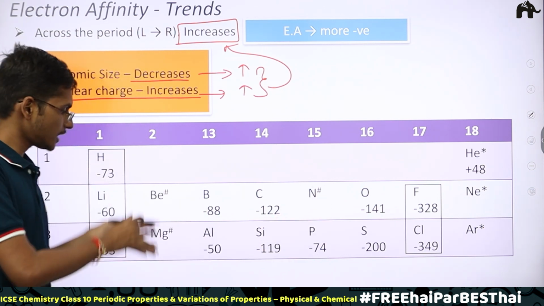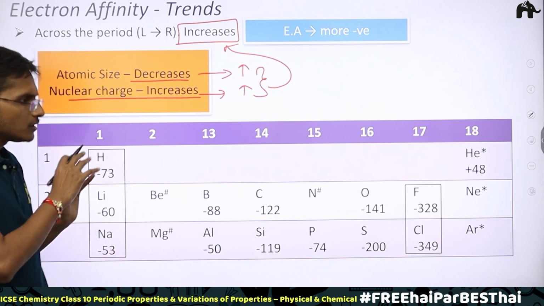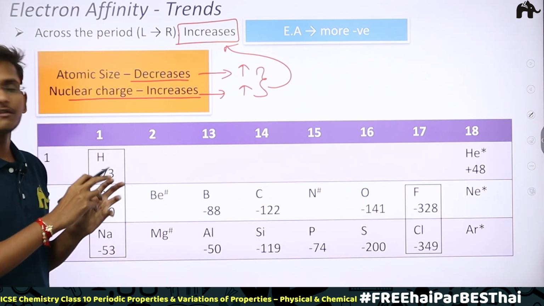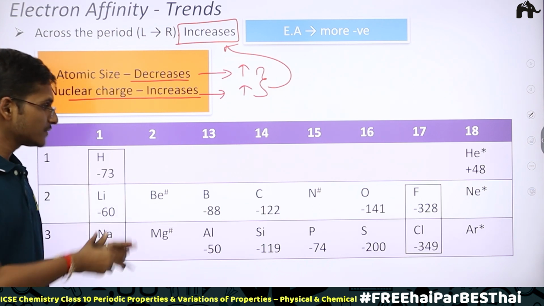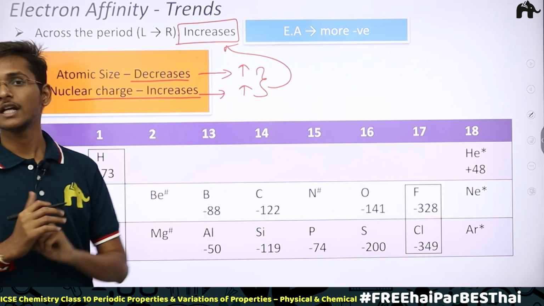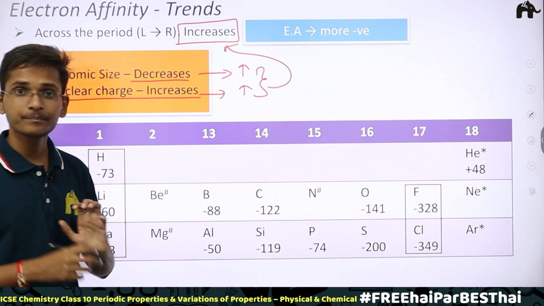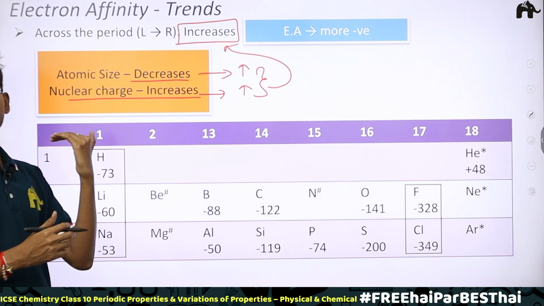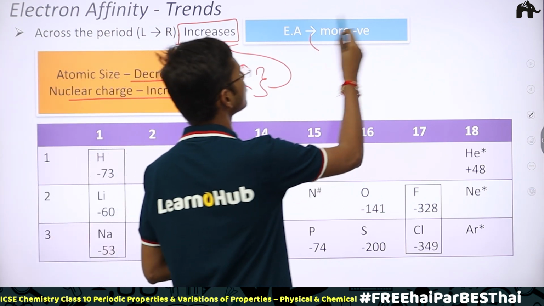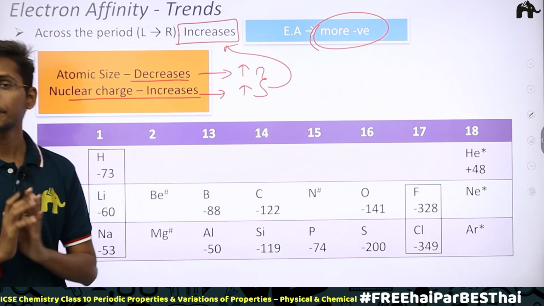Don't worry, I'm going to explain why there is a deviation in the values, but for now the general trend shown by the electron affinity is that the values are increasing when we move across the period from left to right. Or we can also see from minus 60 to minus 328, the value is becoming more and more negative. So we can also say that electron affinity becomes more negative as we move from left to right in a period.